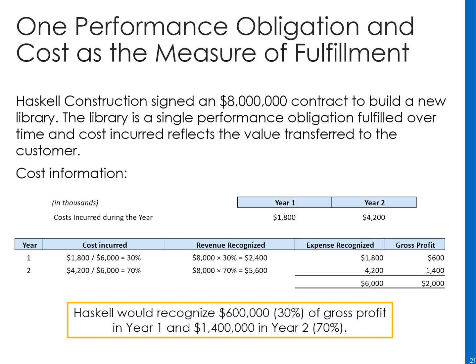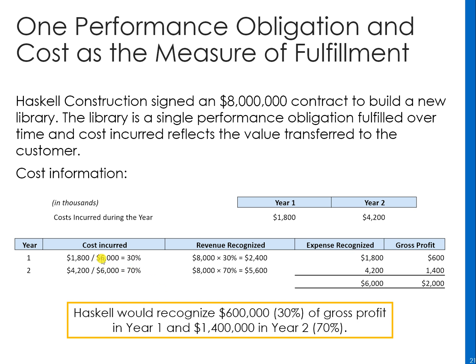First, when there's one performance obligation and the performance obligation will be satisfied over time. For example, the construction company signed a $1 million contract to build a new library. The library is a single performance obligation, fulfilled over time. In this case, the cost the construction company has incurred reflects the value transferred to the customer. So here we can adopt a cost-to-cost measure of performance over time.